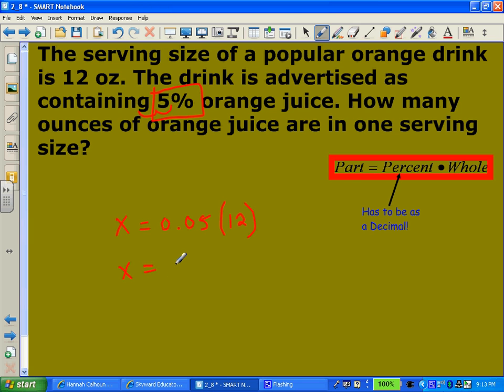So I'm just going to do 0.05 times 12. And that gives me 0.6. So that means there's 0.6 ounces of actual orange juice in the orange drink. Okay? So story problems are very similar, just have to decipher them a little bit more than the other problems.